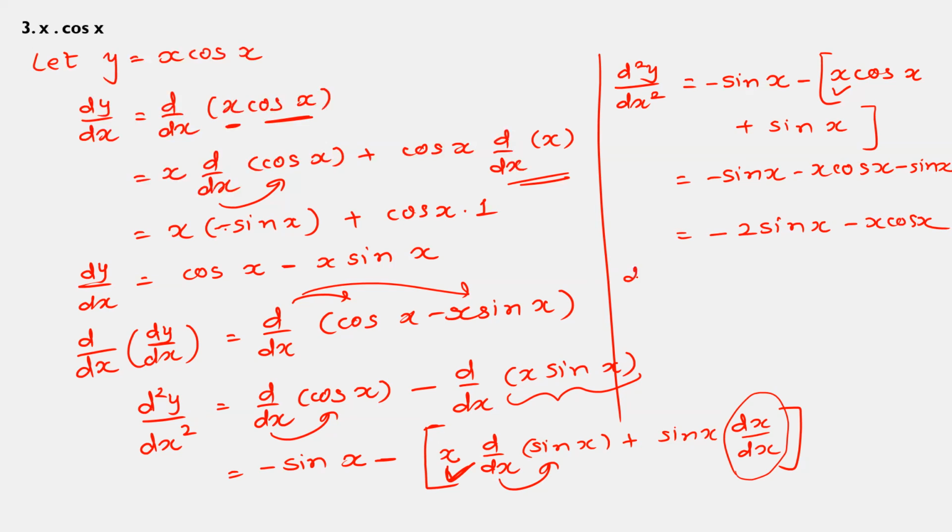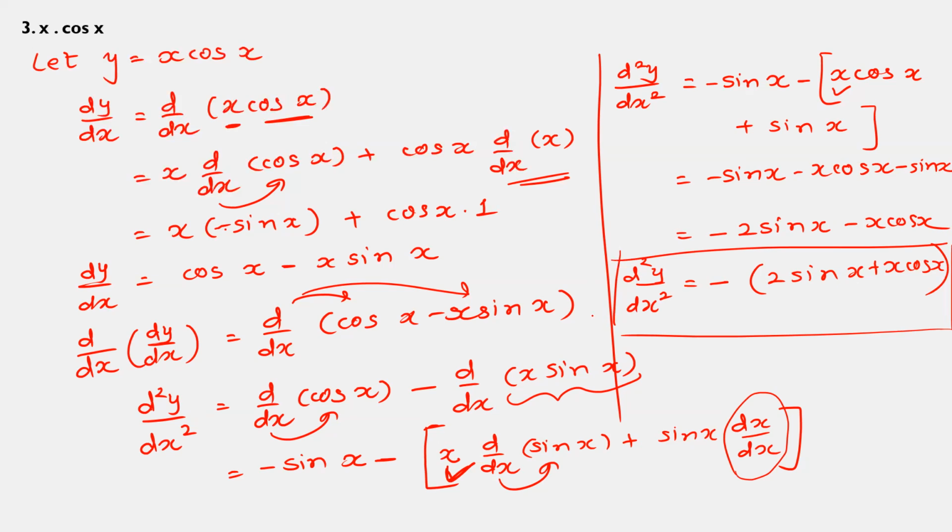Your NCERT says that we are going to take minus common and then 2 sin x plus x cos x. The paper will be an MCQ, so you know what the answer options will be, and accordingly you will find your answer. So that's it.